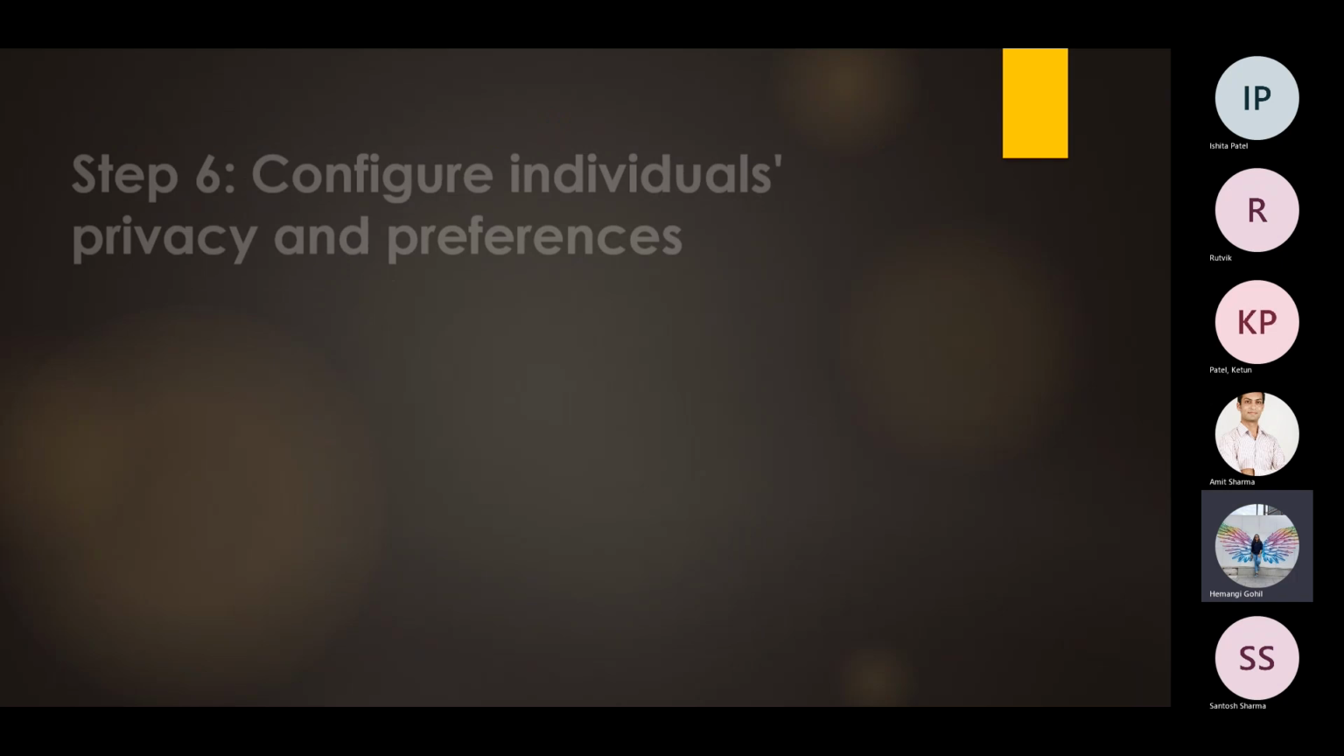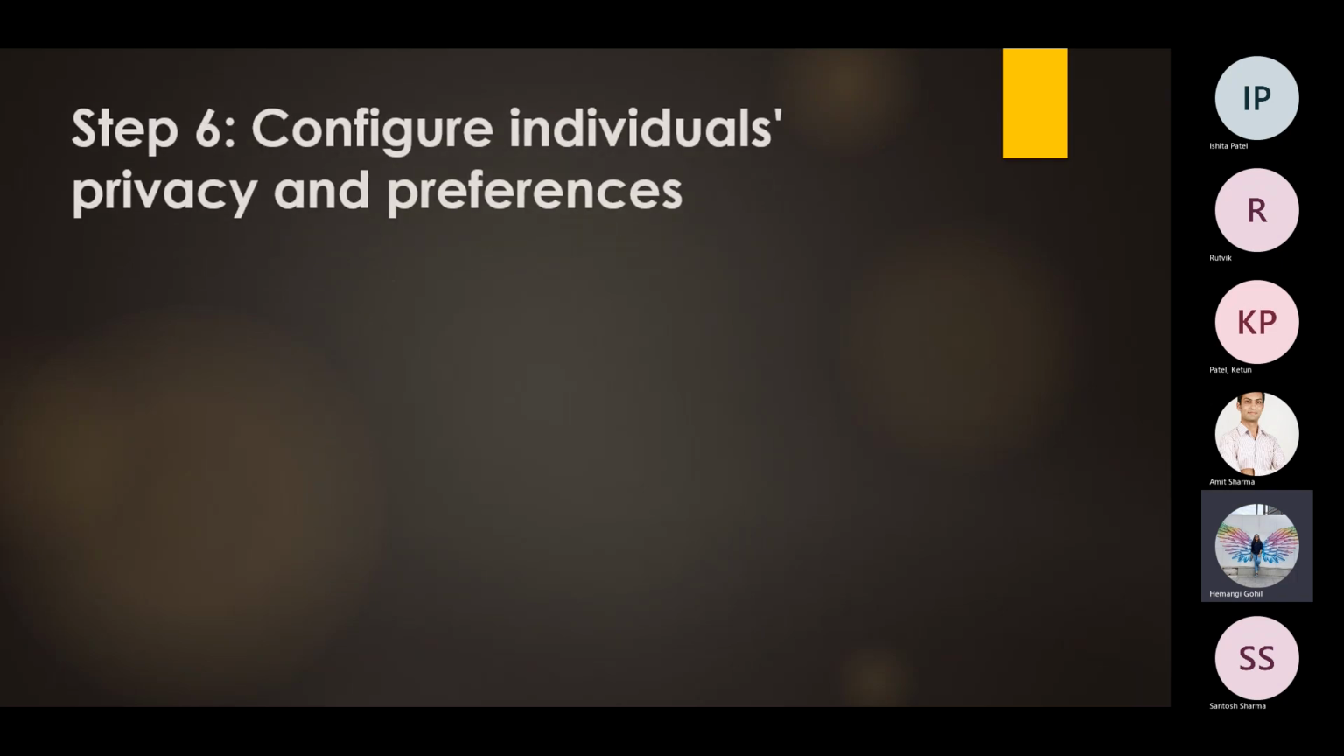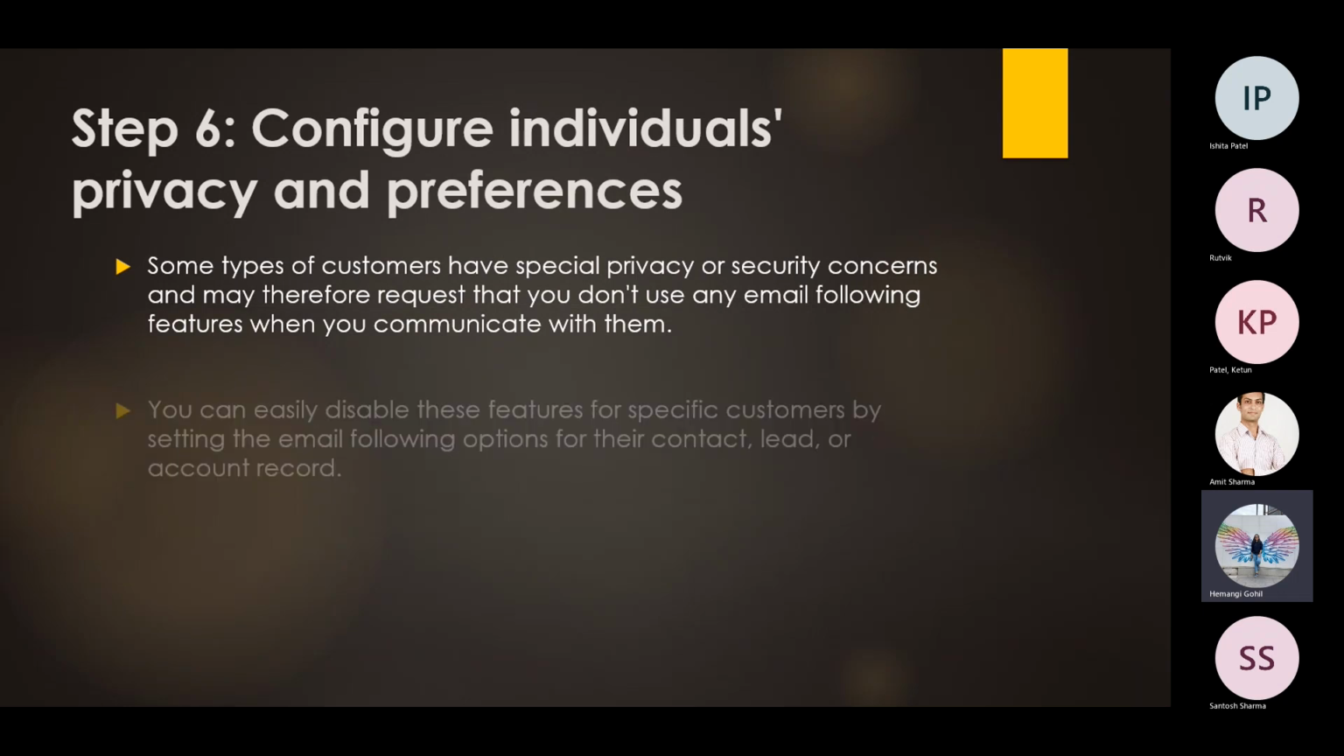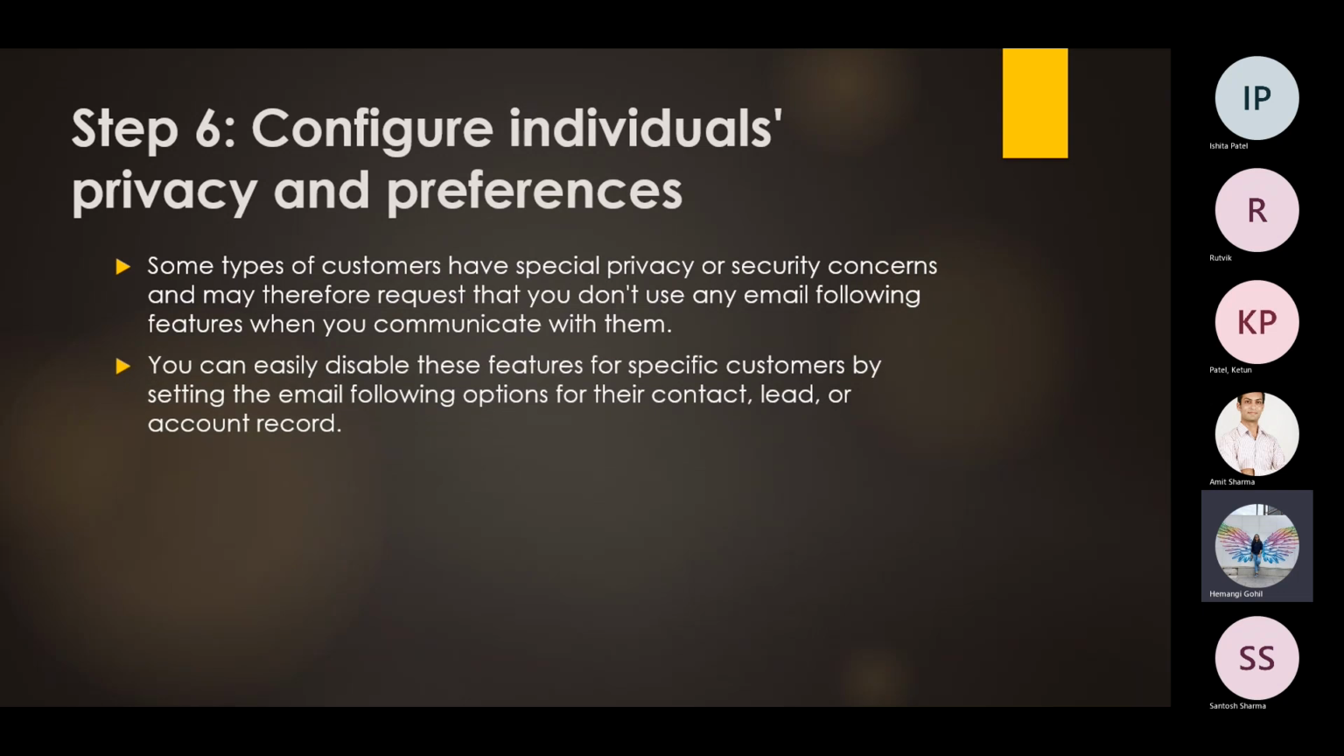So next is step 6 about configuring individuals' privacy and preferences. Some types of customers have a special privacy or security concern and may therefore request that you don't use any email following features when you communicate with them. You can easily disable this feature for specific customers by setting the email following option for the contact, lead, or account record. Email following is enabled by default for all records.